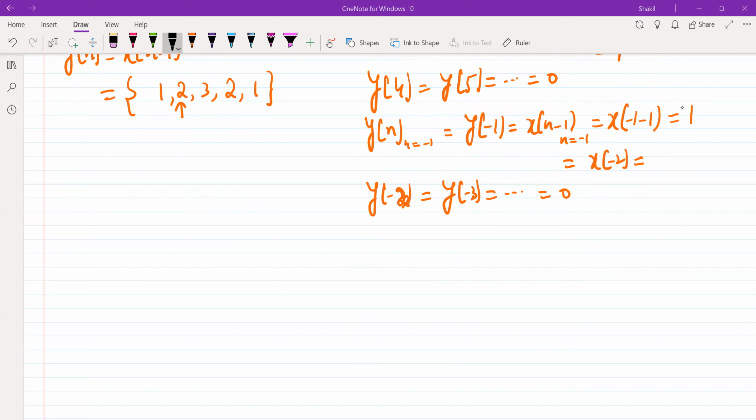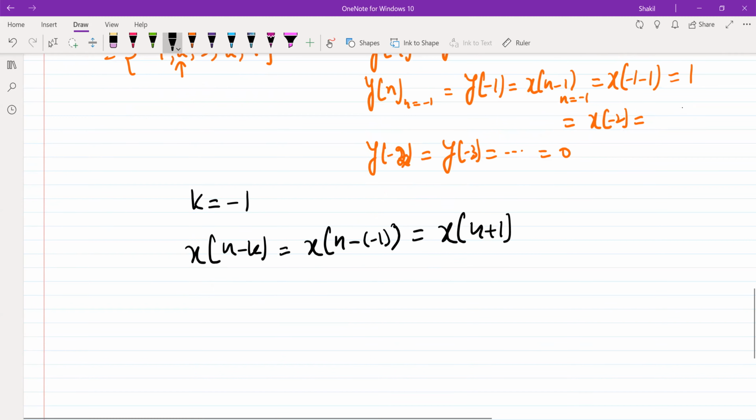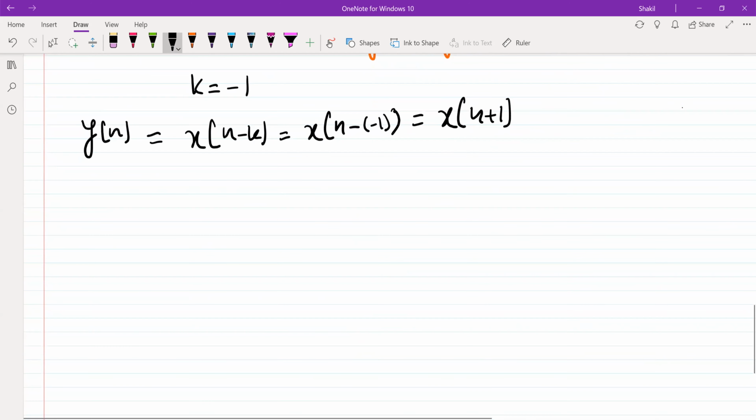Now let's put k equal to minus 1. I have a sequence which is x of n minus k, and this time I'm going to substitute minus 1 for k. So this is simply x of n plus 1. So this is my sequence. For convenience, let's name this sequence as y of n.